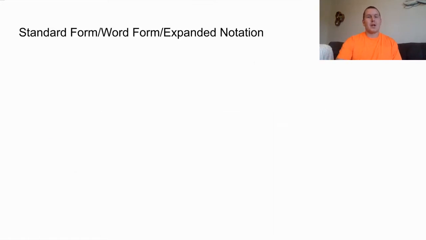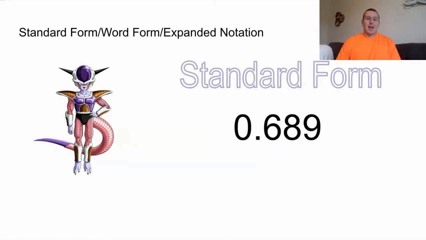So the first form we're going to have is the standard form. And on the left, I have base form Frieza. He's tough, not too bad, but not the strongest. And we see standard form most commonly. We see it in the grocery store. This is how we would normally write a number. So we would just write a 0, a decimal, 6, 8, 9. And this is a very common way to write it.